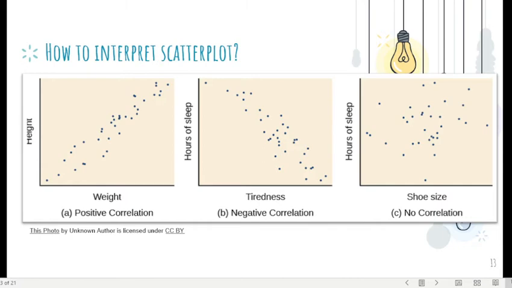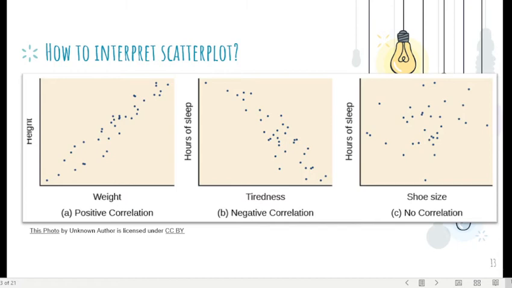Another thing that we should remember is how clustered the points are. When you say clustered, gaano kaipon. The more clustered a scatter plot is, the stronger the relation. The more the points are spread out, the weaker the correlation.